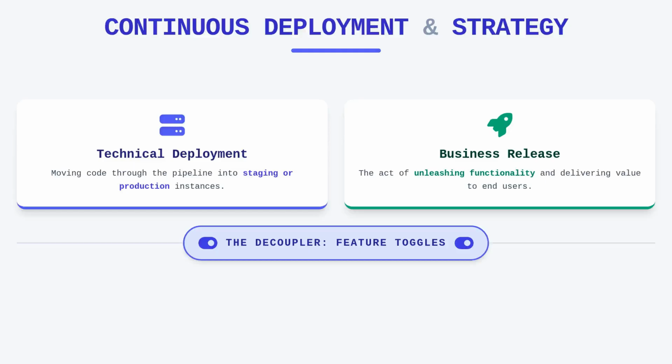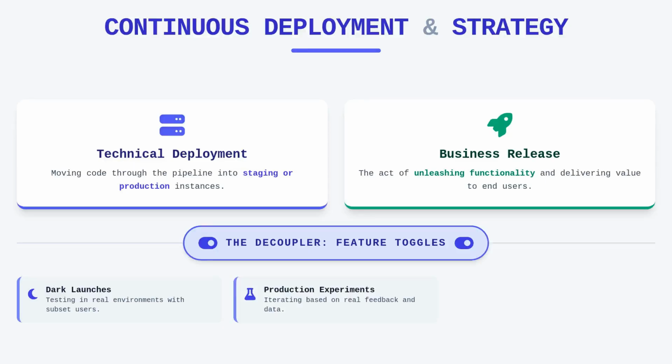Feature toggles are essential because they allow us to decouple the act of deploying code from the act of unleashing functionality to end users. This technique enables dark launches, where features are tested in the real environment with a subset of users, providing feedback while mitigating risk. By utilizing these toggles, we can perform experiments in production while maintaining system stability, which aligns technical practices with business needs for reliable, rapid value delivery.